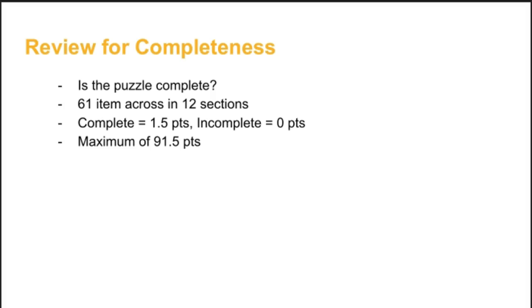First, you'll need to make sure that the summary is complete. The summary is like a puzzle, so if any of the pieces are missing, it's going to be difficult to understand what the picture is. To perform the review, check each of the 61 items across all 12 sections of the summary to ensure they are complete. Each item is either complete or incomplete. For each complete item, you can score 1.5 points in the column labeled complete in the rubric. Each incomplete item should be scored with a 0 under that same column labeled complete. The maximum allowable score for this section is 91.5 points.